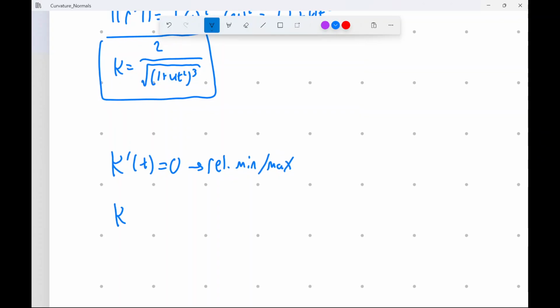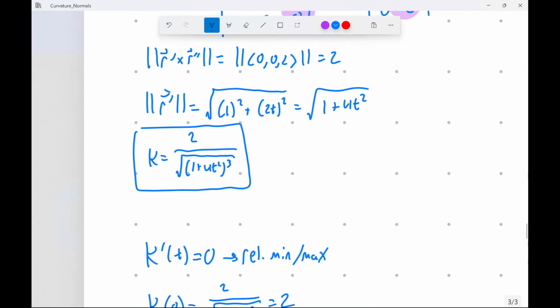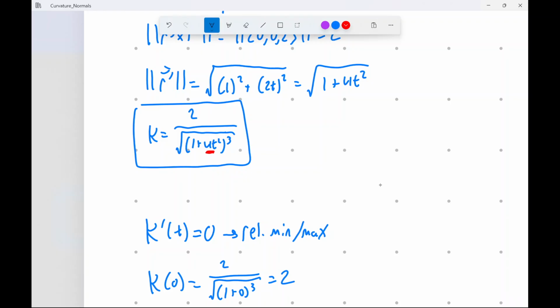We sort of know the answer is going to be 0. So the curvature at 0 is going to be 2 divided by the square root of 1 plus 0 cubed, so that's just 2. Let's say I have any number that's not 0. Then the denominator will be bigger, because down here it was 0, and here it's going to be something positive, because t squared, even if t is negative, is positive. So this whole denominator is positive.